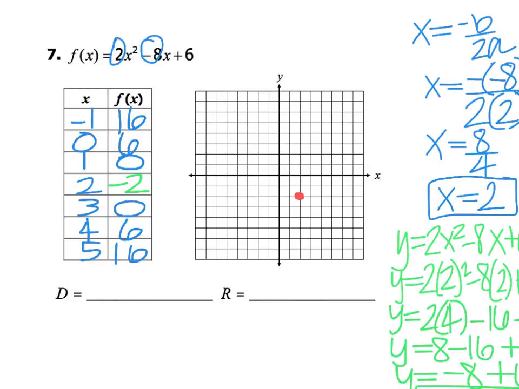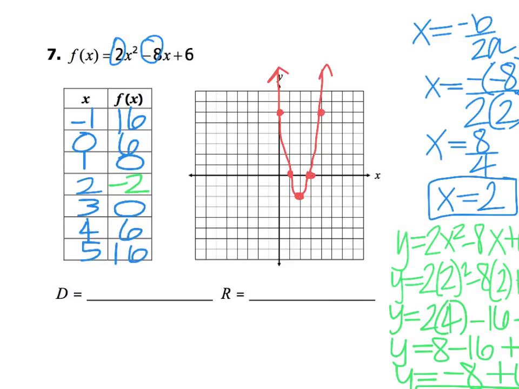Then we know to the right, we're going to go 3, 0, and 4, 6. And 5, 16 would go off the graph, so we don't need to worry about it. Then to the left of our vertex, we've got 1, 0, and 0, 6, and negative 1, 16 would go off our graph, so we don't worry about it. Connect our dots and make sure our graph looks like a parabola. And there is our quadratic function.